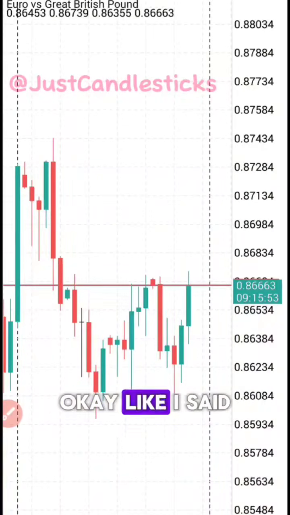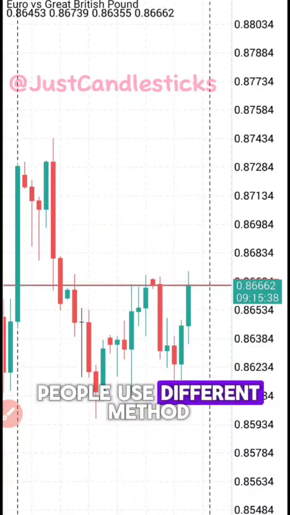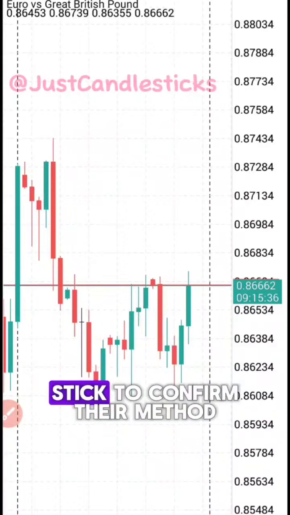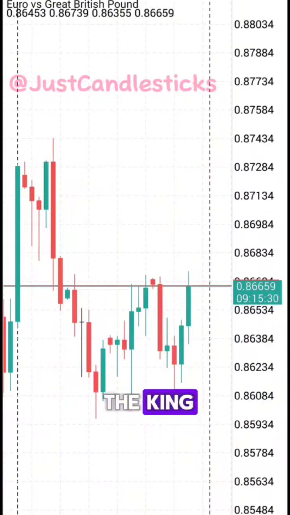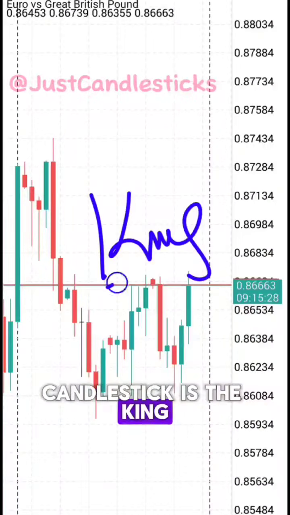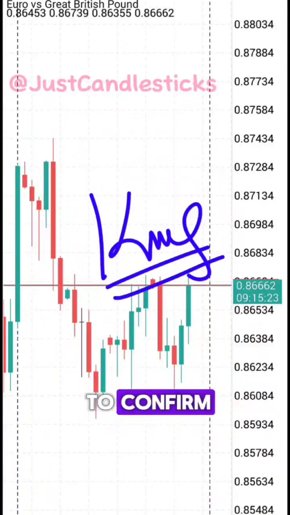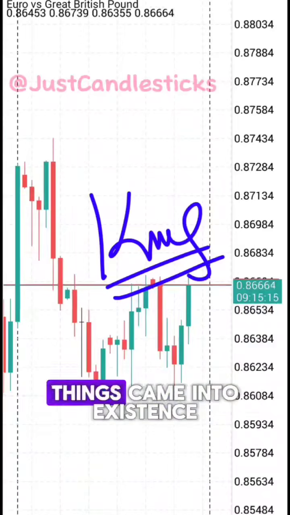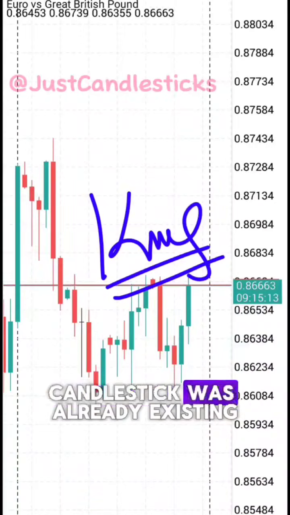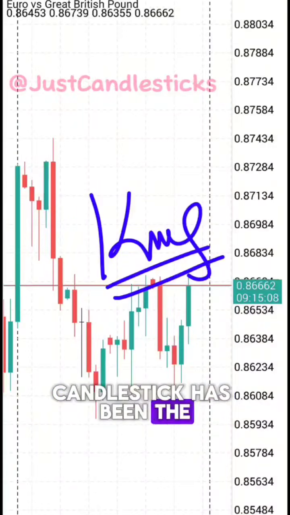Okay, like I said, people use different methods. They now use candlestick to confirm their method, but candlestick is the king. Candlestick is the king. You are supposed to analyze with candlestick, then use these things to confirm. But somehow it's been turned the other way around. You do your analysis, then you now use candlestick to confirm. No, before all of those things came into existence, candlestick was already existing. Candlestick has been the king.